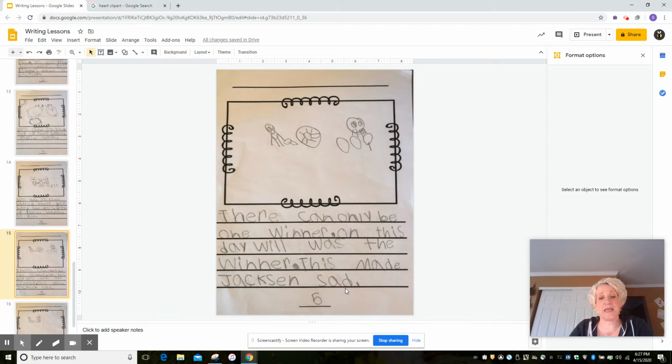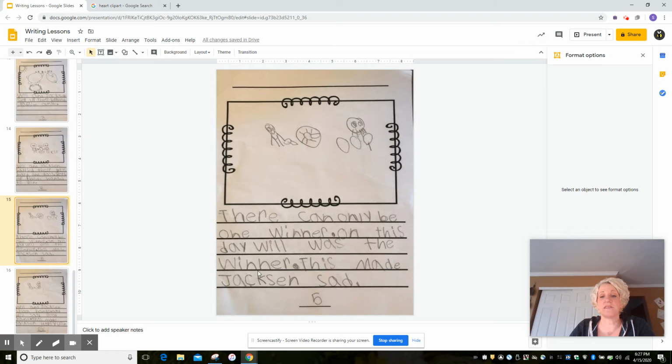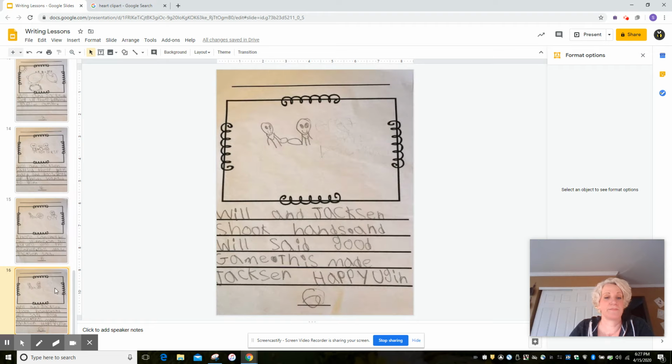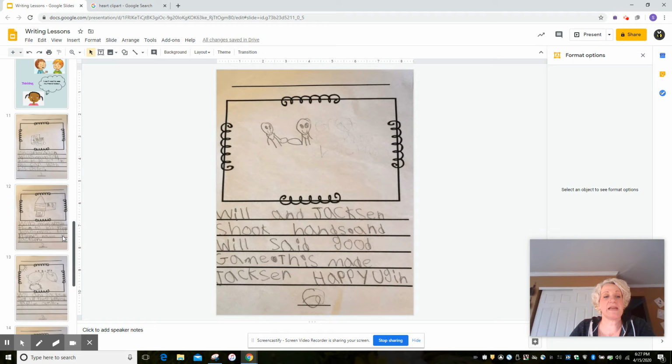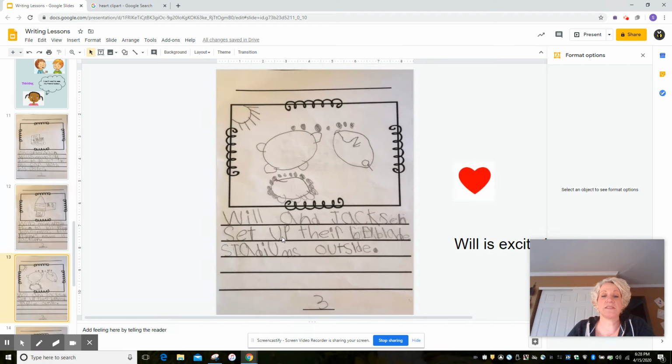This made Jackson sad. So I love how Lachlan is already adding those feelings and showing us by telling how his character is feeling. Will and Jackson shook hands, and Will said, good game. This made Jackson happy again. So I love how he solved the problem and he ended the story by telling us how his character felt. Okay, so he just did that with telling. So I'm going to show you today how we're going to add some more details to Lachlan's story to make his character think or feel.